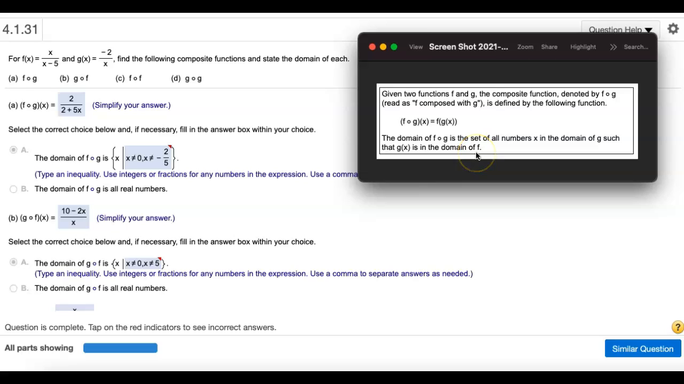So typically what I would say to break that down is focus on the domain of g of x first, find its restrictions, and then find the domain of f of g of x and see if there's any further restrictions that you need to add on to the domain. So let's see how that happens in this first example.